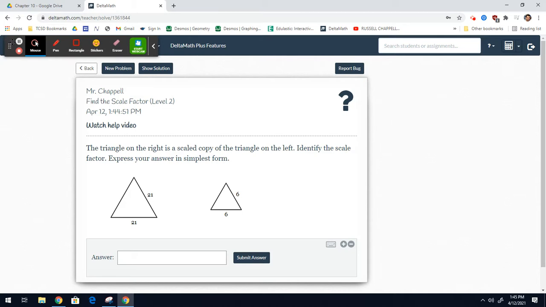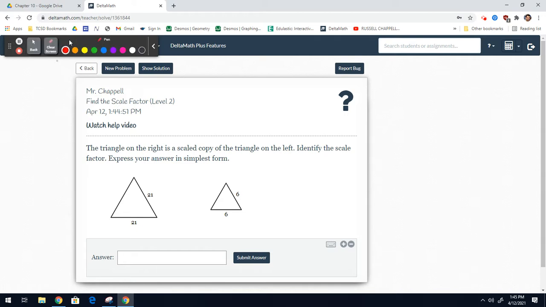All right, geometry. Here are some problems involving perimeters and areas of similar figures. So the first question: the triangle on the right is a scaled copy of the triangle on the left. Identify the scale factor. Express your answer in simplest form.